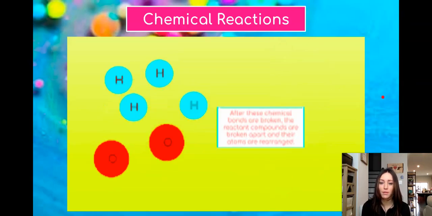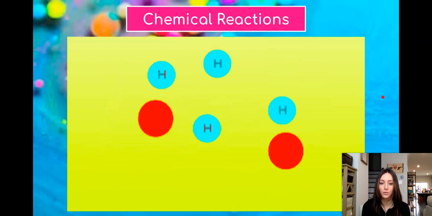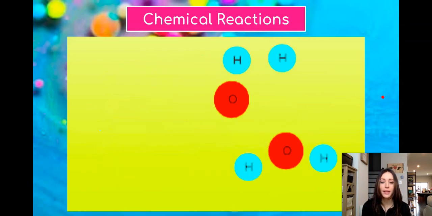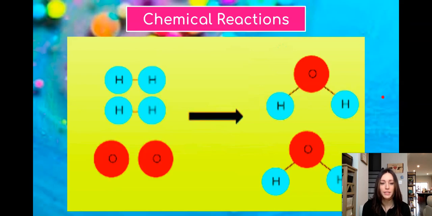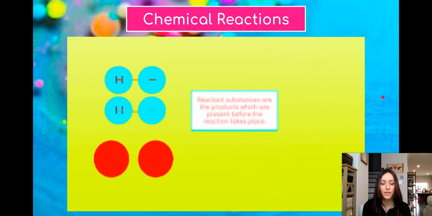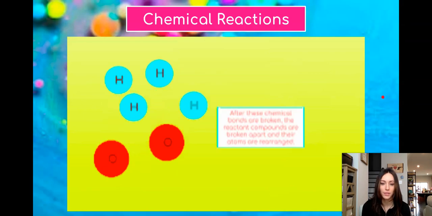Here we can see a chemical reaction from start to finish. We can see that we have a couple of hydrogen molecules and an oxygen molecule whose bonds have been broken apart, and now their atoms are beginning to rearrange. Once they're in the correct configuration, we can see new bonds are formed, resulting in those product compounds.